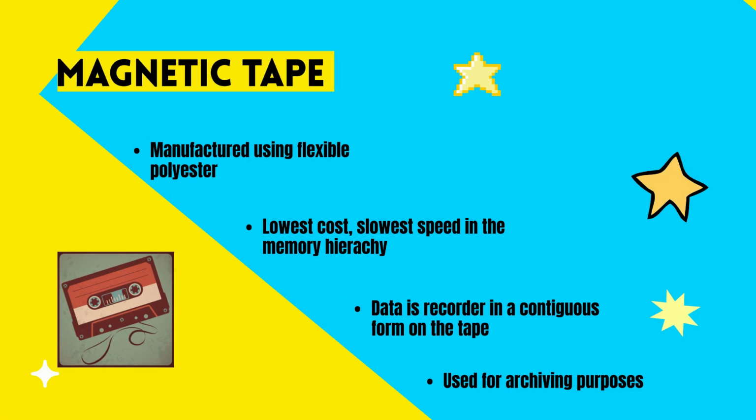Last but not least, we have magnetic tape. Magnetic tape is composed of a flexible plastic or polyester that is coated with a magnetizable material. They often come packaged as open reels or are housed in cartridges.